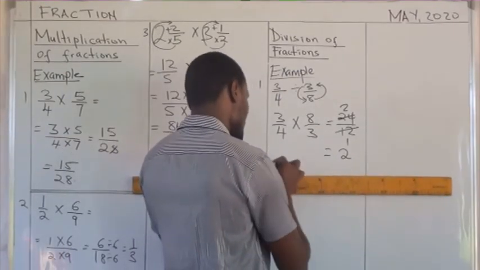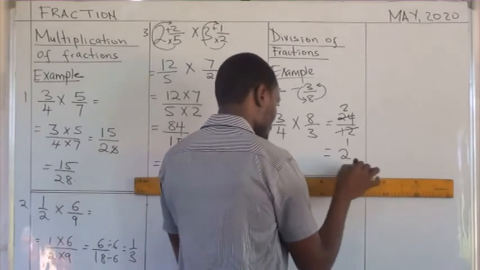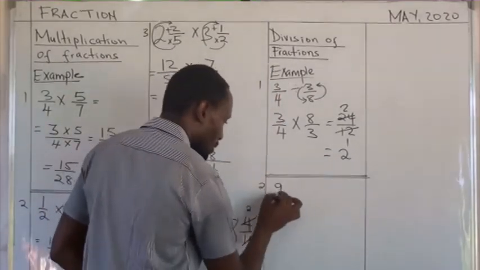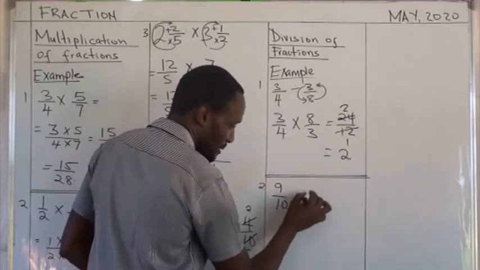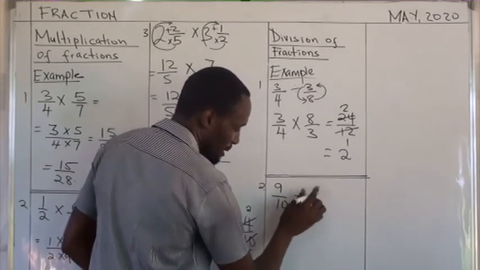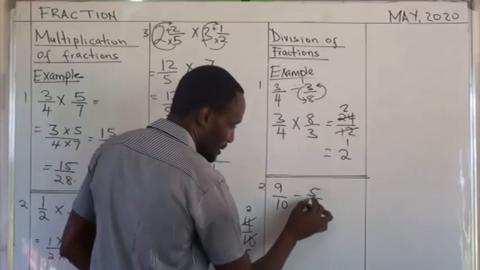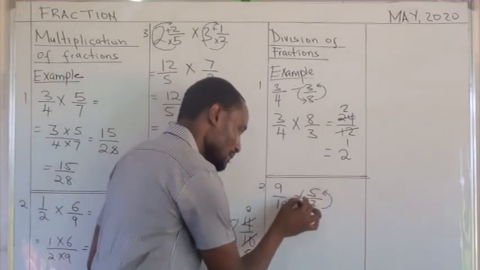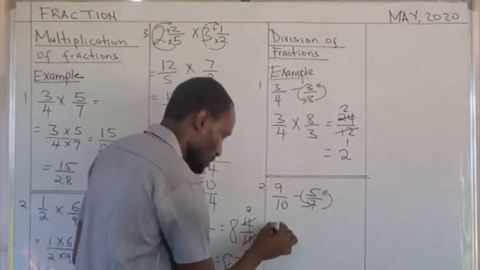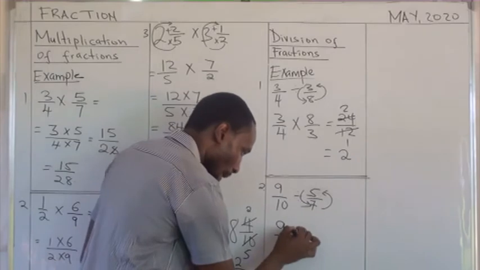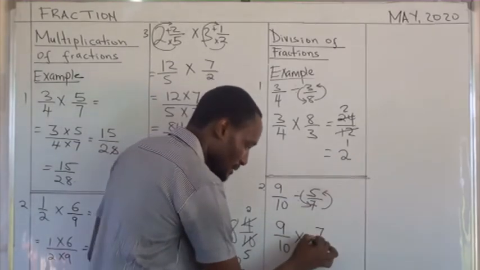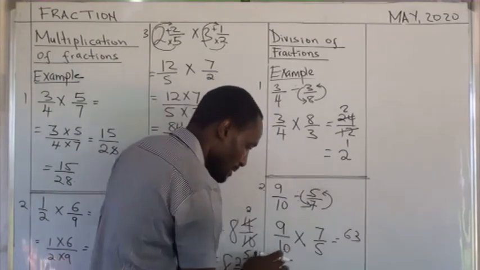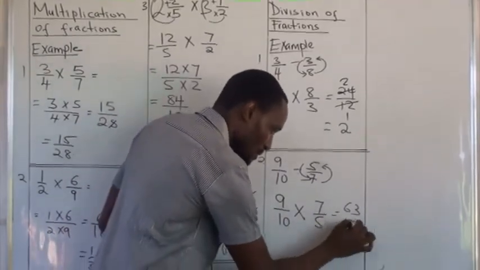Let's do another example. Example number 2. 9 over 10 divided by 5 over 7. What are you going to do? I've said step number 1, get the reciprocal. Step number 2, change the division sign into multiplication. That's 9 over 10 multiplied by the reciprocal, which is 7 over 5. Let's see. 9 times 7 is 63. 10 times 5 is 50. So what do you have?